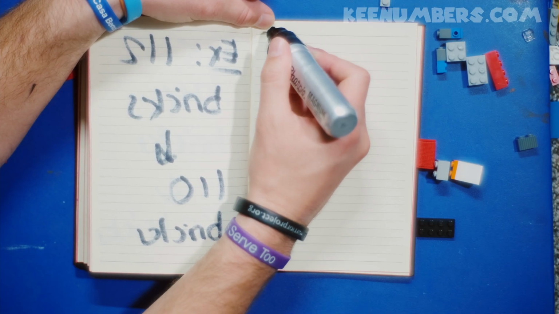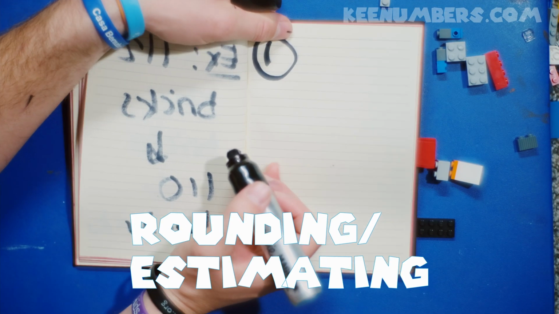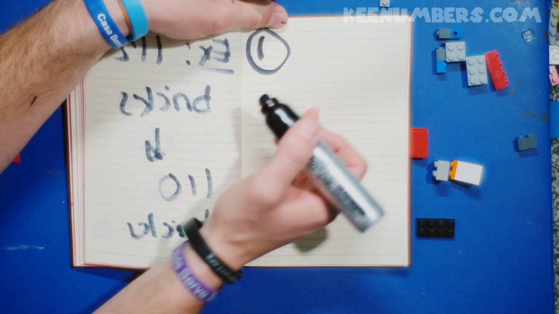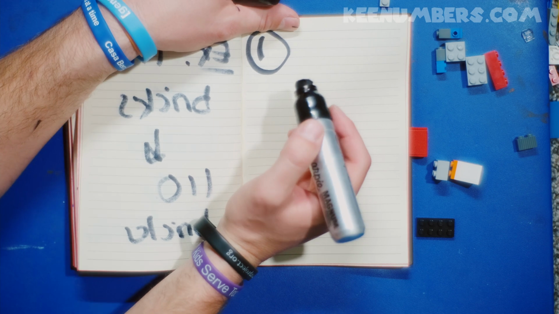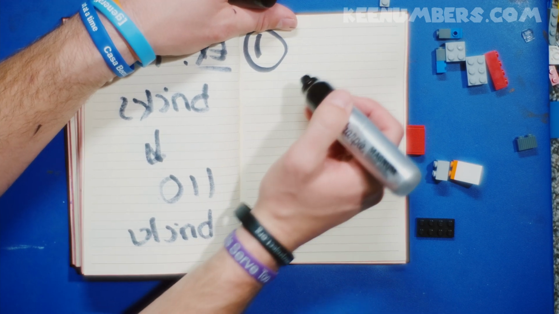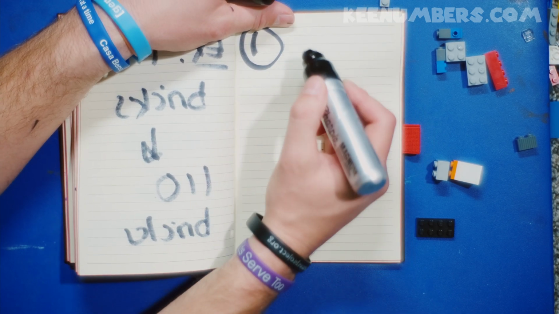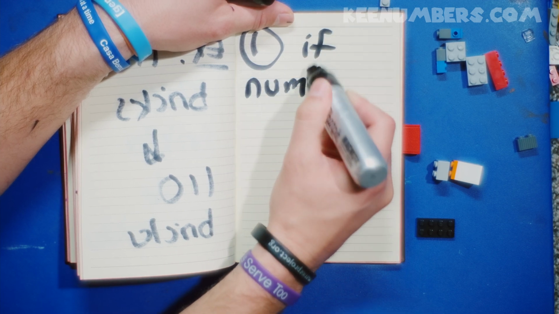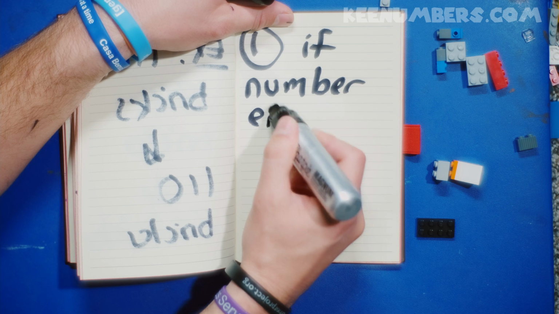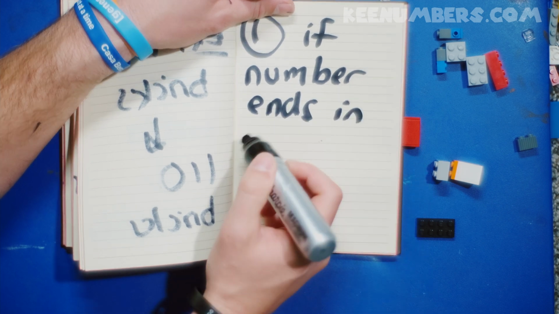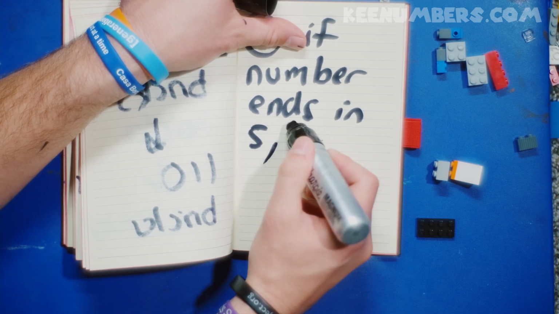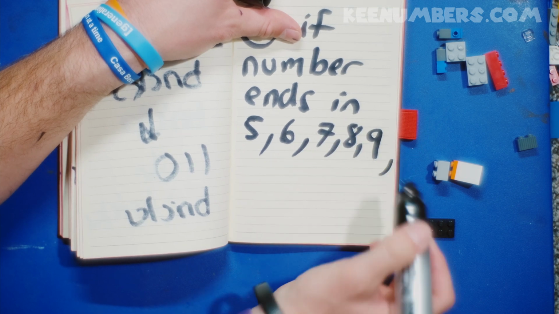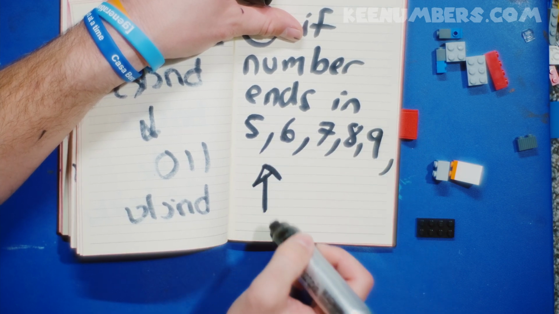Estimating and rounding are two ways to quickly look at numbers and just make it easier to talk about, easier to share. Here is the first rule. If the number we're looking at ends in 5, 6, 7, 8, or 9, then you are going to round up.